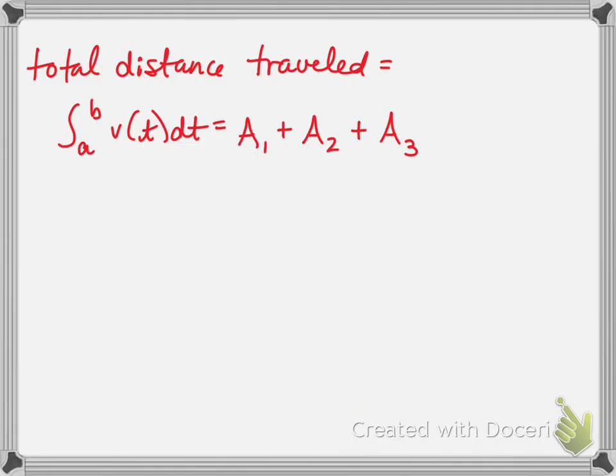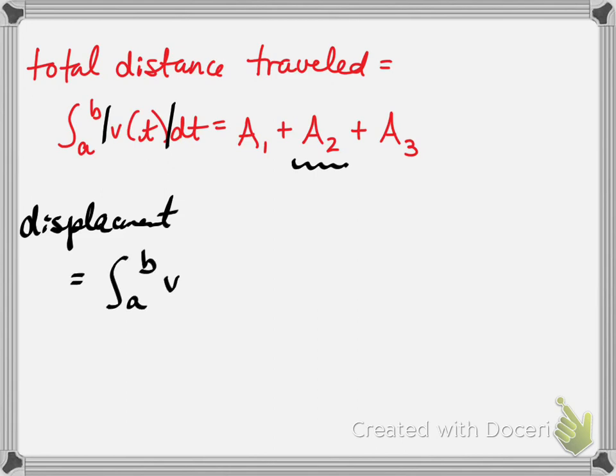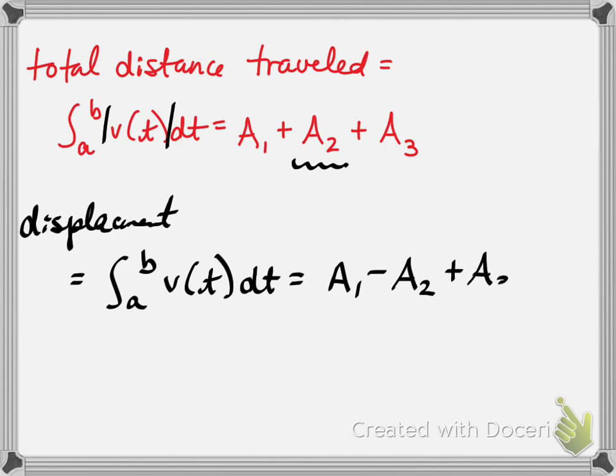So, total distance traveled is this formula where we're dealing with the absolute value. It didn't matter that this area was negative because we're dealing with the absolute value. But the displacement is the integral from a to b of v of t dt. I'll take my positive area, subtract that negative, and then we'll add the other positive. So that's how displacement works.